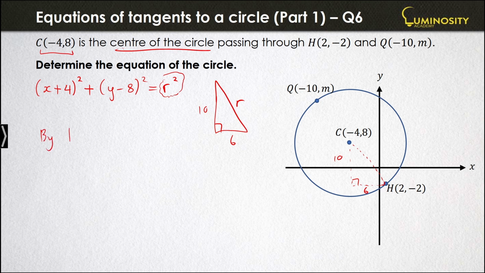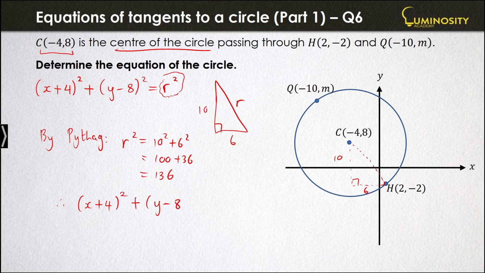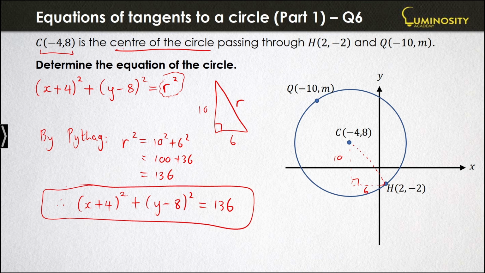So by the Pythagorean theorem in this right angle triangle, I can say that the radius r squared is equal to 10 squared plus 6 squared, which is 100 plus 36, which is 136. So that's the value of r squared, which is what we need. Therefore the equation of the circle is given by (x + 4) squared plus (y - 8) squared equals 136. And that is the equation of this given circle.